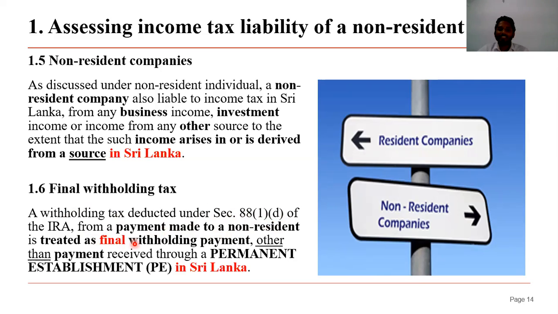Then section 88(1)(d) says a payment made to a non-resident person is treated as a final withholding payment, other than a payment received through a PE in Sri Lanka. If the non-resident person has a PE in Sri Lanka, then they need to calculate the profits and income here, do the plus and minus and see whether they are earning. Then they need to pay tax on the profit, the taxable income.